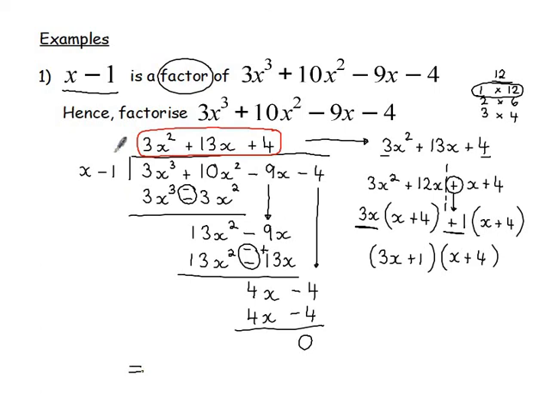So we have the factor that we use to divide, so you're going to write that x minus 1 down, and then the 2 factors that you get from when you factorise. So your 3x plus 1 and your x plus 4.